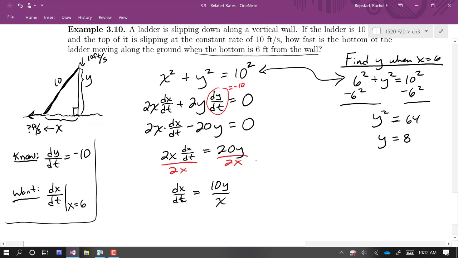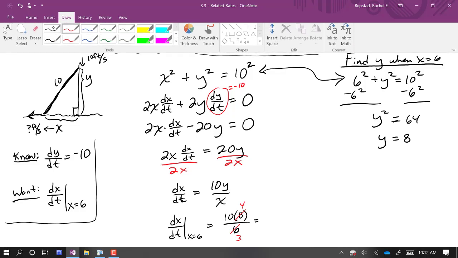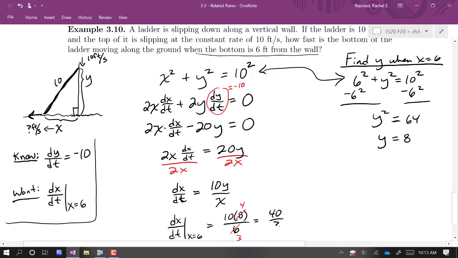So we now know both x and y, and we can evaluate. Let's see, 2 goes into 6 3 times, goes into 8 4 times, so we get 40 over 3. So 40 thirds. The units are going to be units of x, that's a distance, in this case it's feet, over our time units, and that's seconds. So 40 thirds feet per second, or if you approximate, we get 13.3 feet per second.